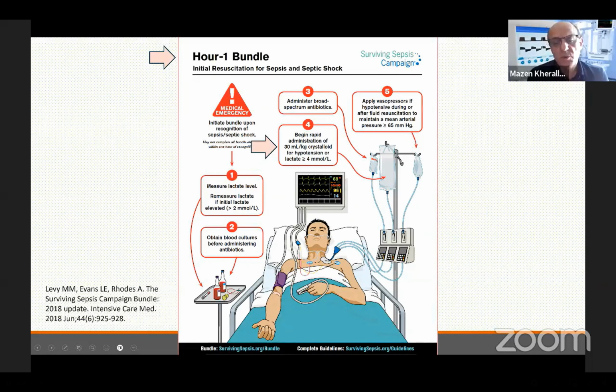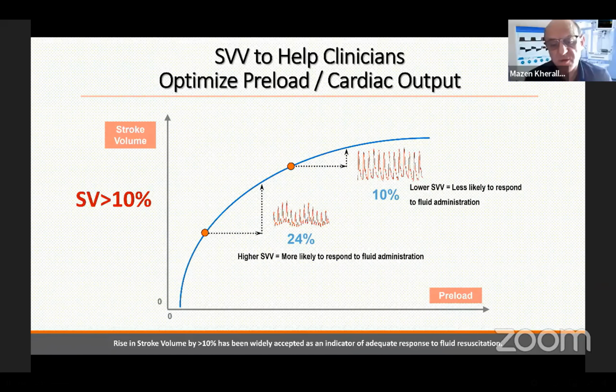Now, it is important that we give fluid to those patients who are fluid responsive. And I want you to know that we are all fluid responsive. So if you have a healthy person and test whether he would respond to fluid or not, the answer is likely yes. The person would respond to fluids. And what do we mean by fluid responsiveness? Well, we need to look at the Frank-Starling curve.